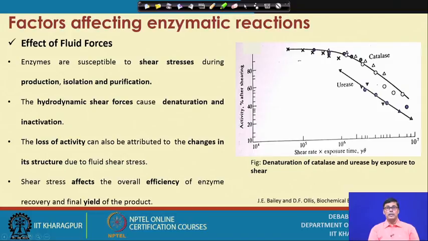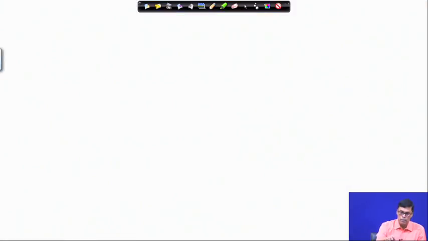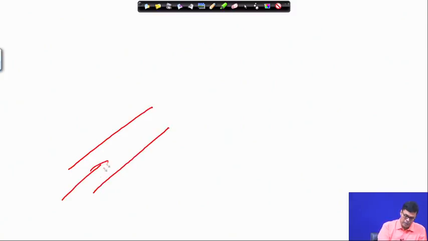Now the next very interesting thing is the fluid force. Let me show you how we can explain that. Suppose a liquid is passing through a pipeline like this, and all of a sudden you reduce the cross-section area of the pipe. So what will happen? The velocity that we have here is V1, and this is V2.